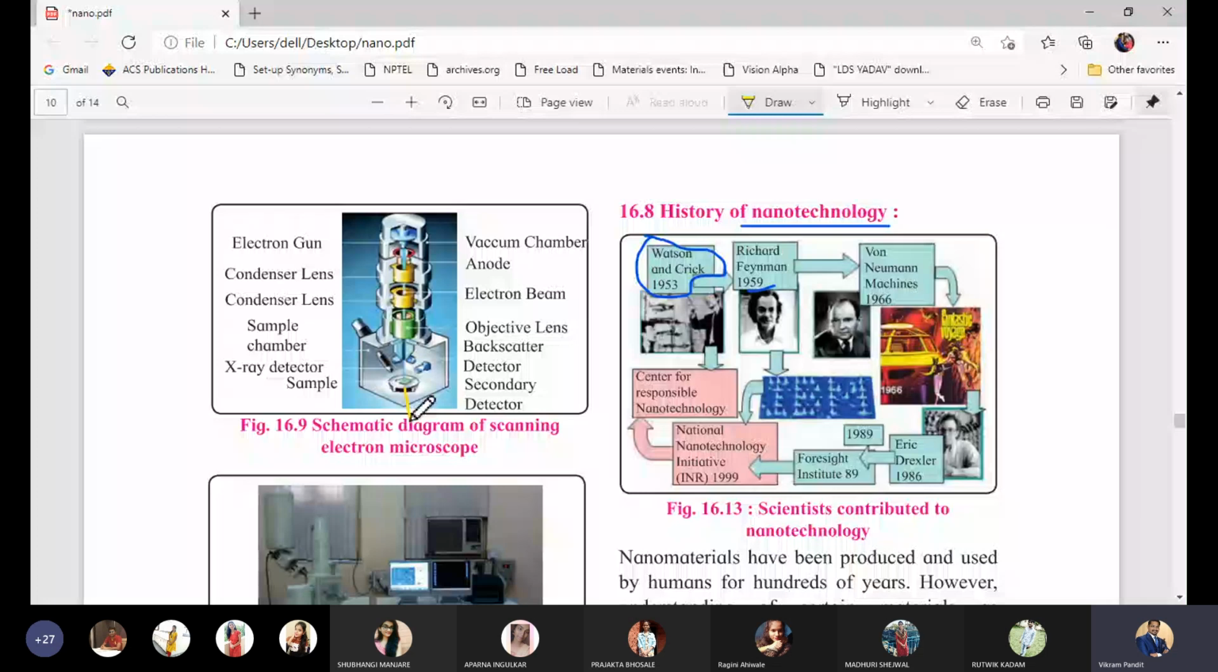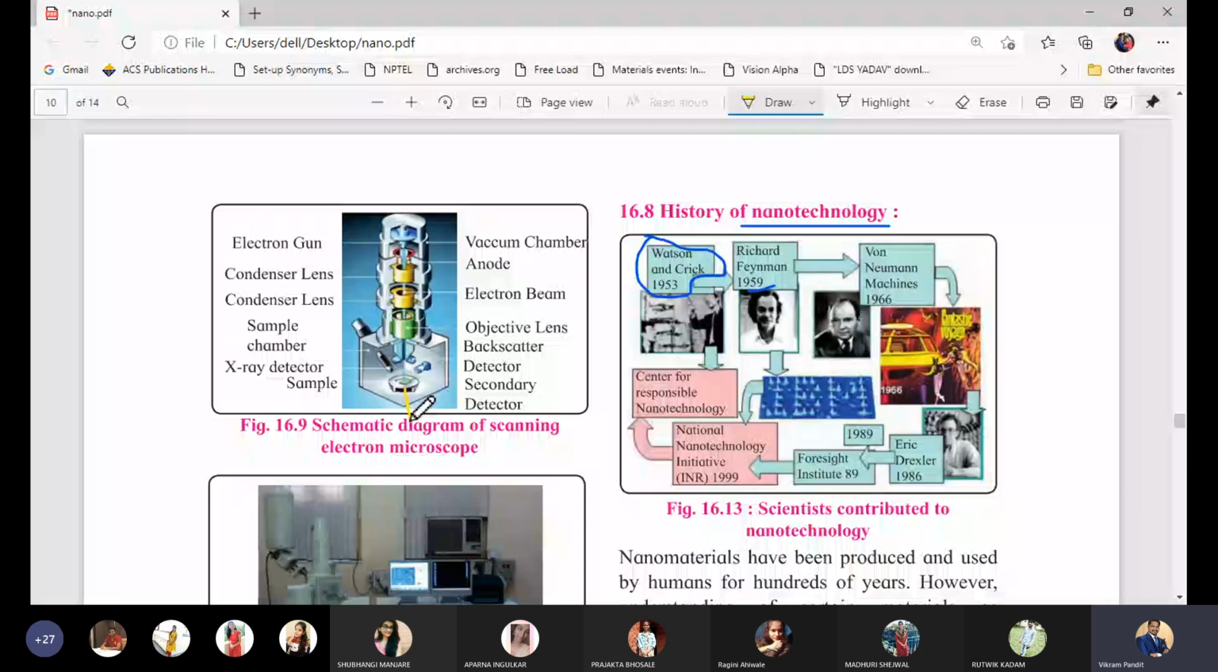Here the detectors are there. So these detectors can take these signals and form an image. And that image, a very small size of image, can be recorded, and we can get the morphology of that material. Okay, so that is the scanning electron microscope. This is the image of the actual scanning electron microscope, and we can watch it on the computer directly, what is happening here.